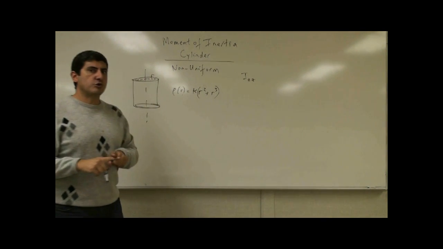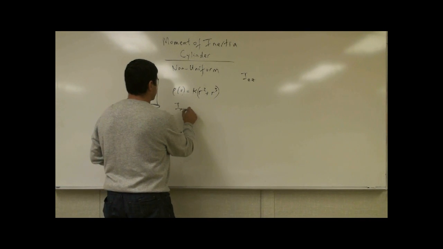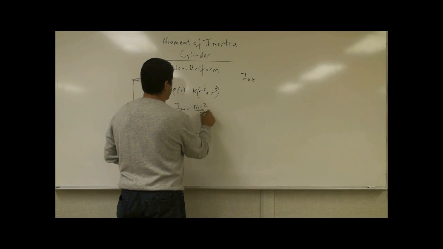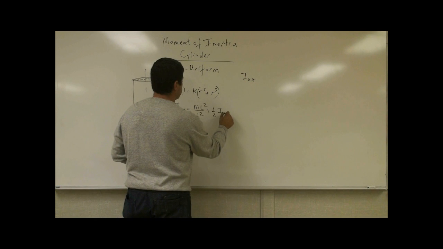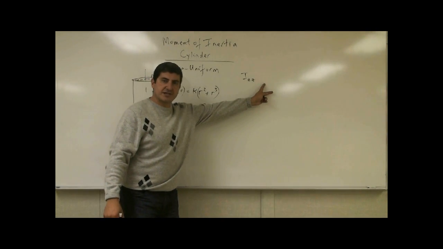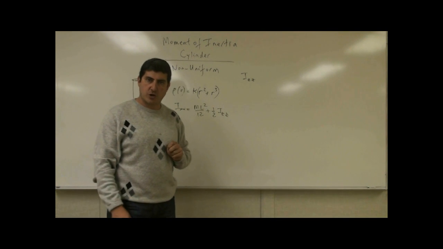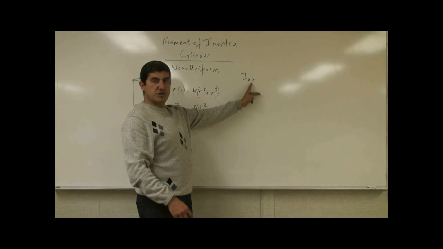All we need to know is to find IZZ. Once we find IZZ, IXX is going to equal ML squared over 12 plus half of IZZ. We don't have to reintegrate for this. Whatever we get for IZZ, we put it here, take half of it, and add it to ML squared over 12, right? So the only thing we need is this one.